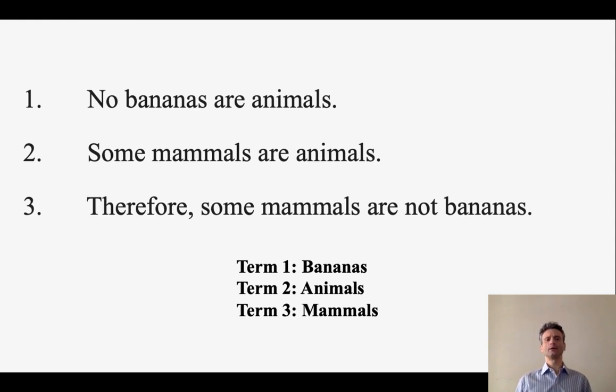As I mentioned earlier, a standard form categorical syllogism has three terms, and these three terms occur exactly twice in the argument. Notice, for example, the first term is bananas. So we have bananas once and bananas twice. The second term is animals, once and twice. And the third term is mammals and mammals. So as you can see, a standard form categorical syllogism has three terms, and these three terms occur twice. If it has more than three terms, then it's not a standard form categorical syllogism. I don't know what that is.